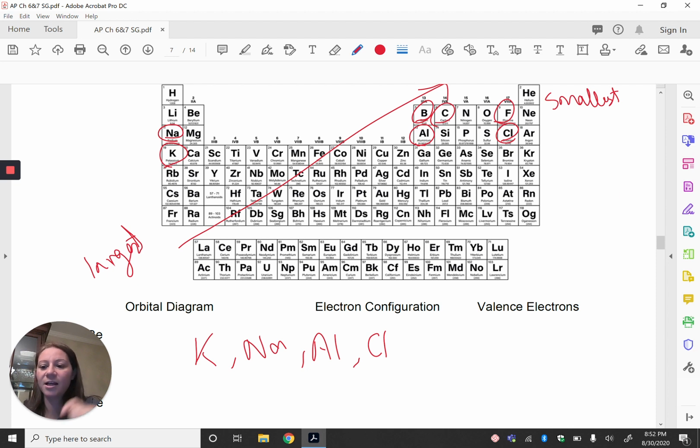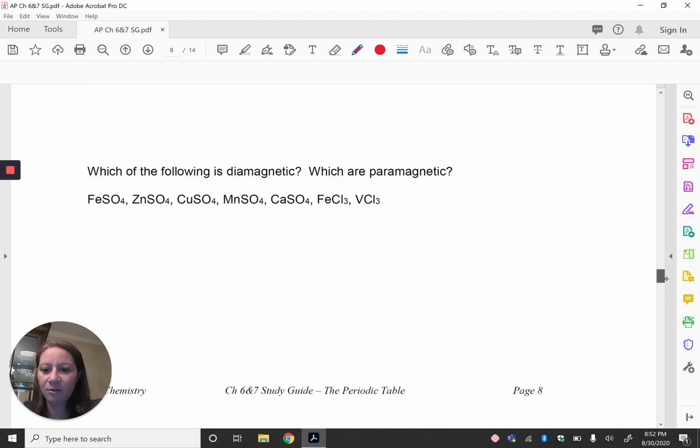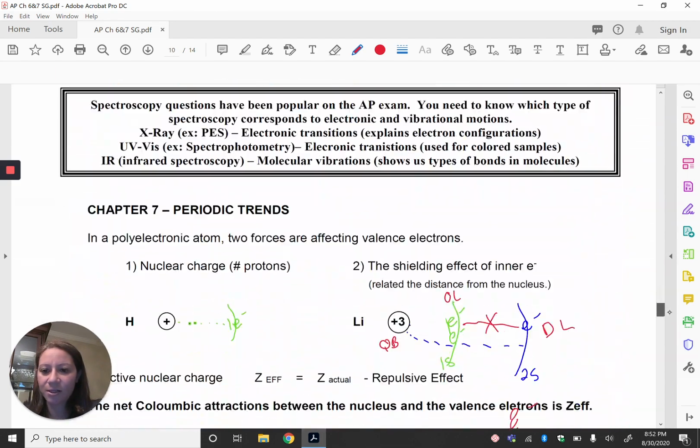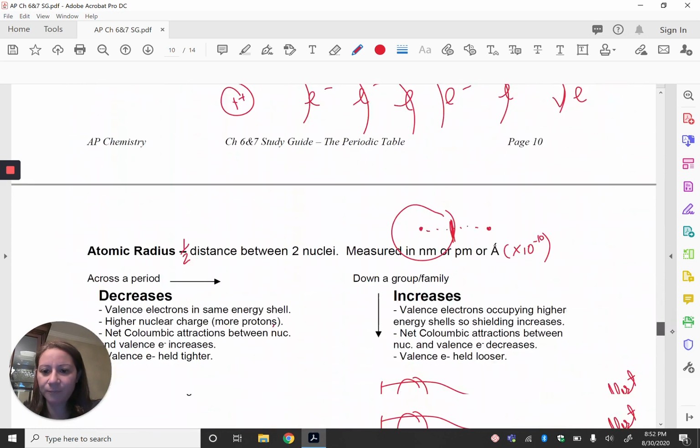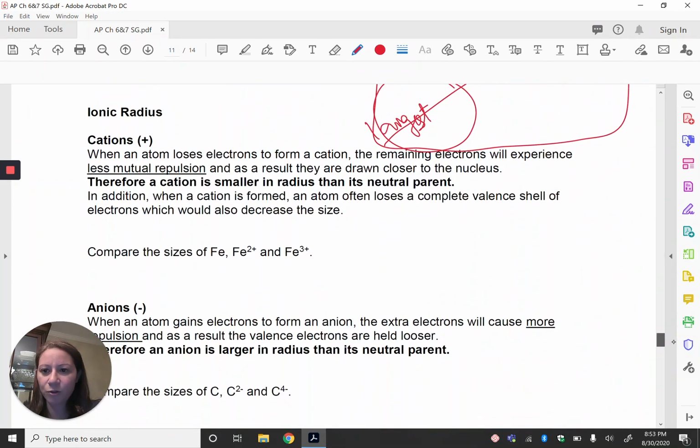When it comes to size, the period matters more. And then my last few: boron, then carbon, and then fluorine would be the smallest. So when you're given a lot of these, just use a periodic table and go from one corner to the other.